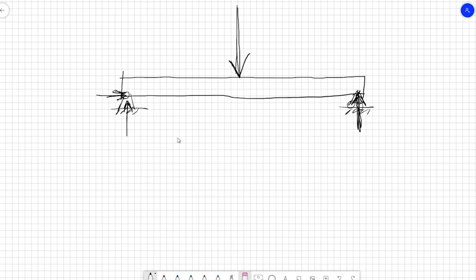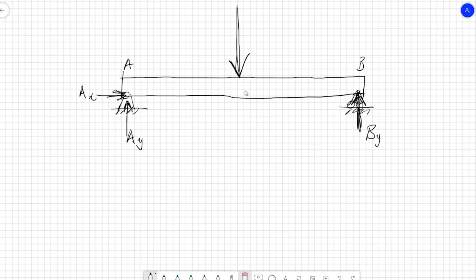Let's label these reactions. Firstly, let's look at vertical. In the vertical direction, this beam is not moving up or down, which means these two reactions would be canceling out the downward force. So let's label them. Because it's the first point, let's call this point A and this end B, which means AY, AX, and BY.